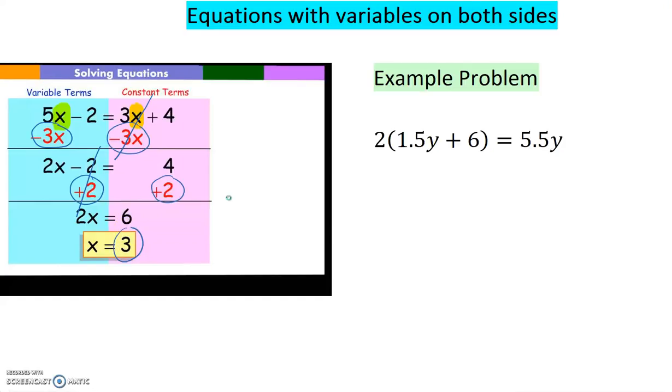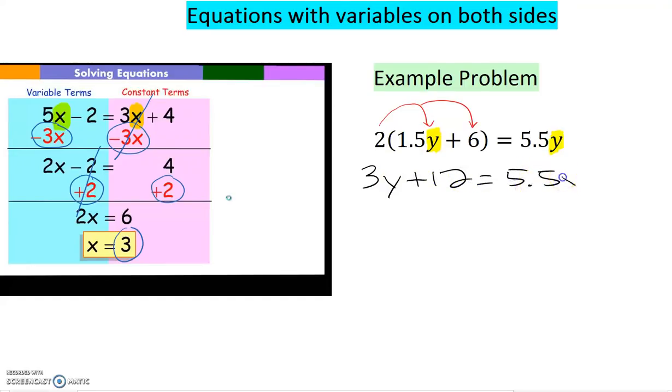So let's just take a look at an example. In this case, we have 2 times the quantity 1.5y plus 6 equals 5.5y. So what you can see is we do have this variable y on both sides of the equal sign. What do we have to do first? Well, in this case, we are going to do our distribution first. So let's do that. 2 times 1.5 will just be 3y. 2 times 6 is 12, and we have our 5.5y.